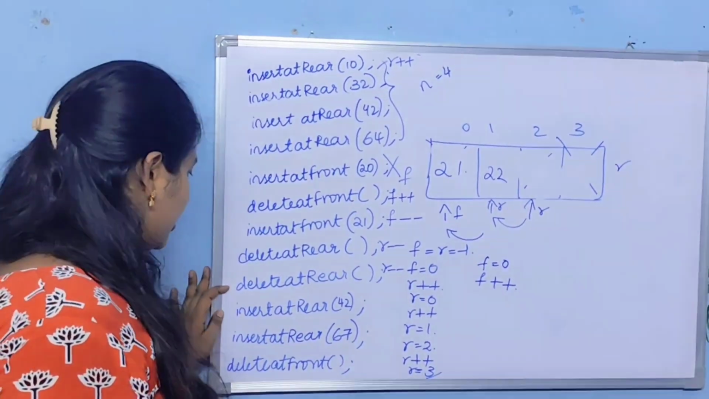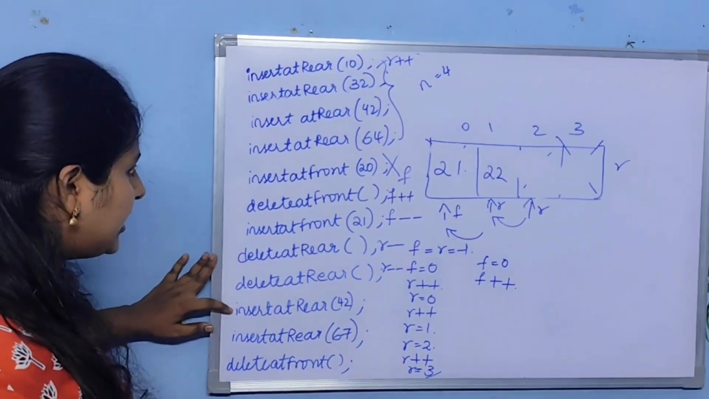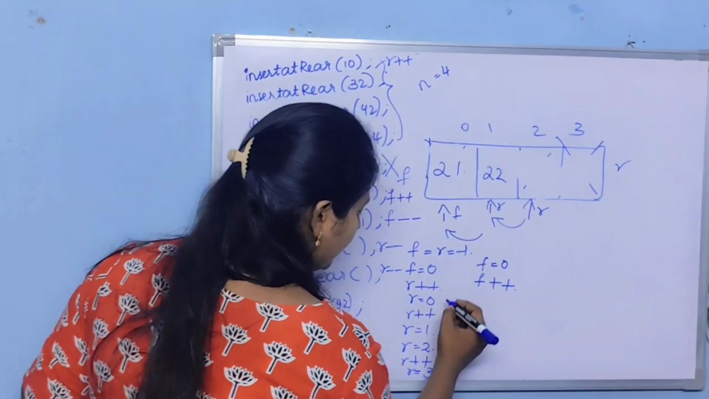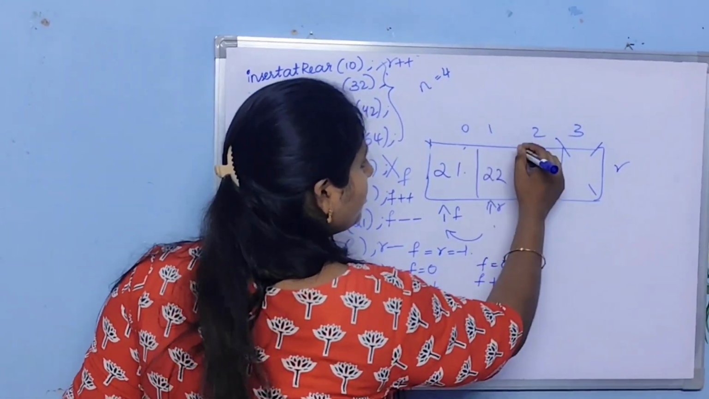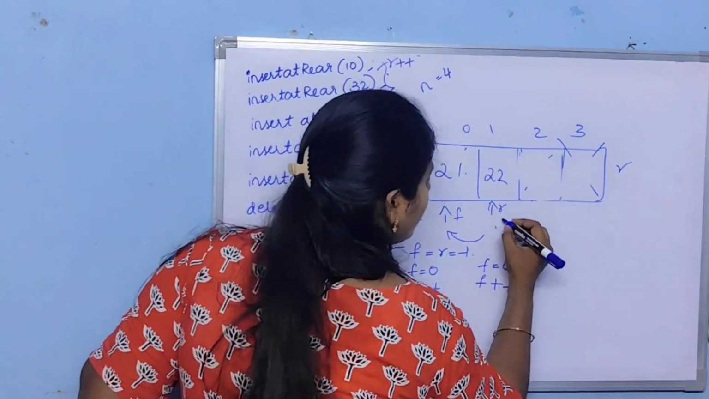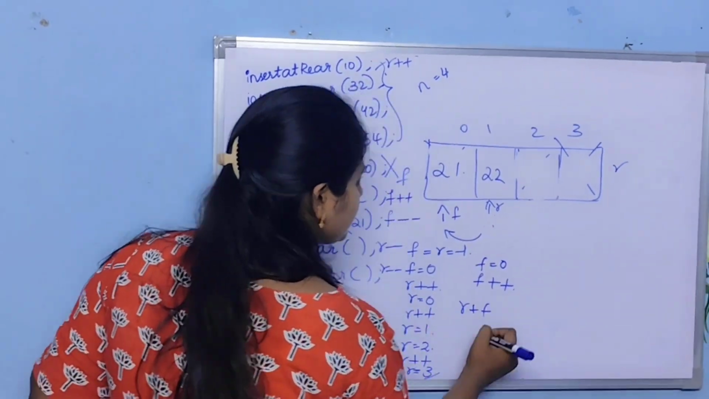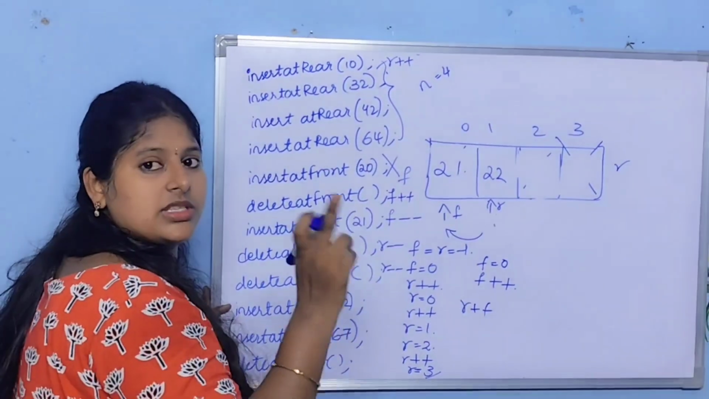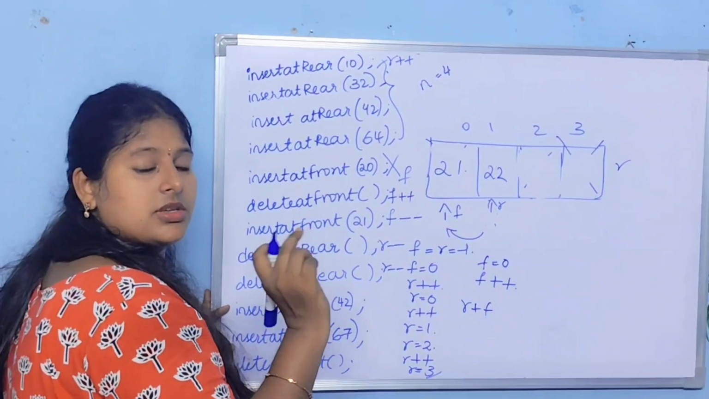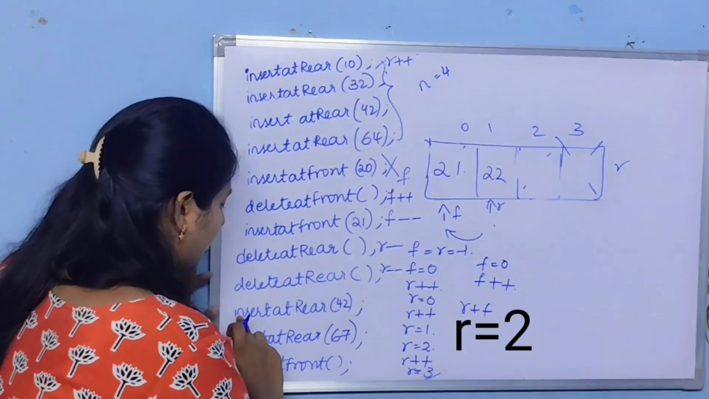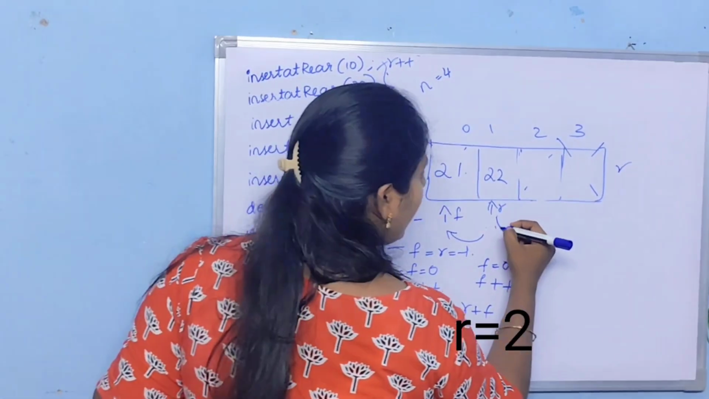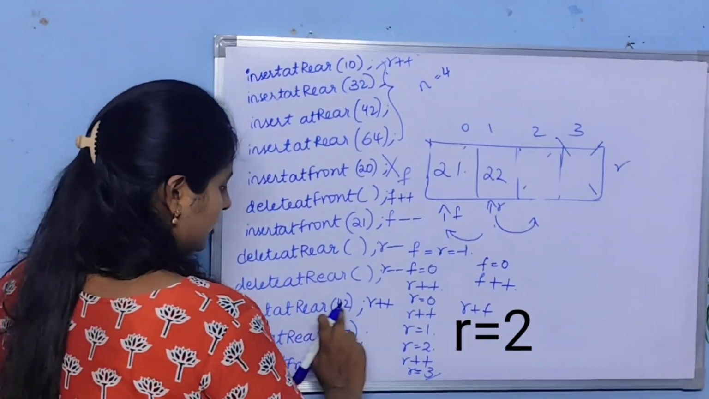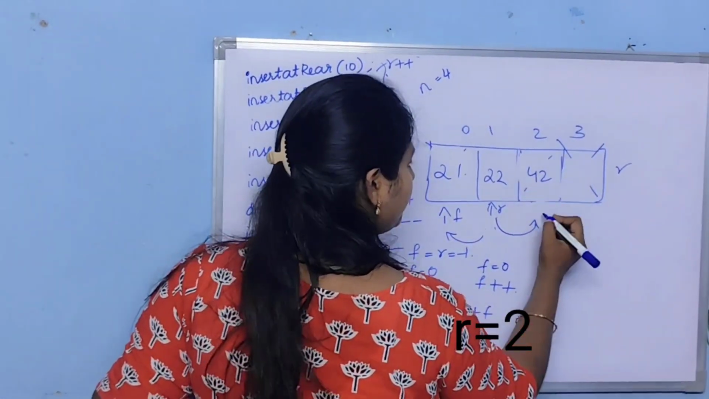Okay. Now we are trying to insert at rear. So what is my rear right now? Rear equals to 1. So if I want to insert, R plus plus, right? We know this already from before. So in case you want to insert elements, R should be incremented. So R will be added here. 42 will be added at the second position.